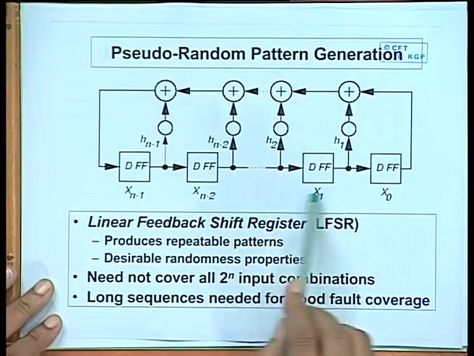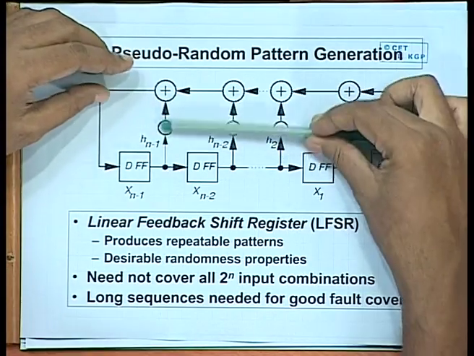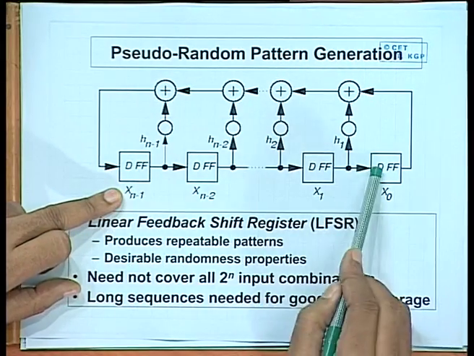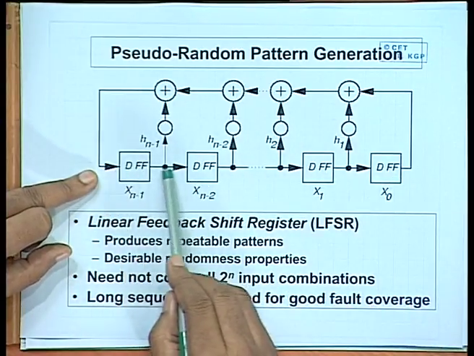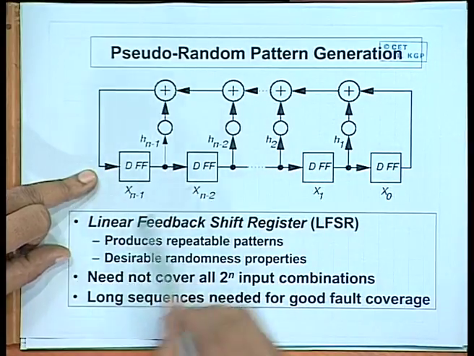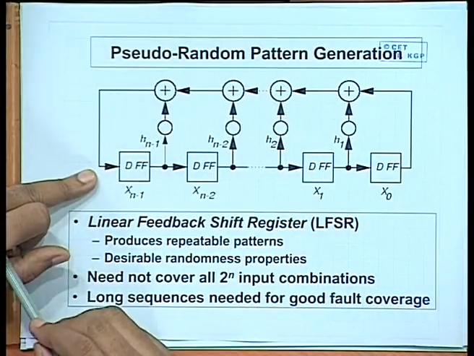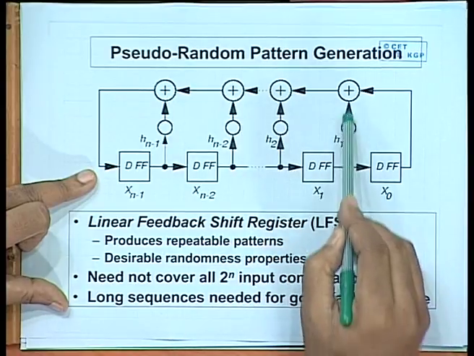This diagram shows you how a linear feedback shift register looks like. If you just ignore the circuit on top of this, there are some D flip flops which are connected as a shift register. So, essentially it is a shift register with some additional logic. These circles are exclusive OR gates. You can ignore these for the timing, assume that they are all connected.